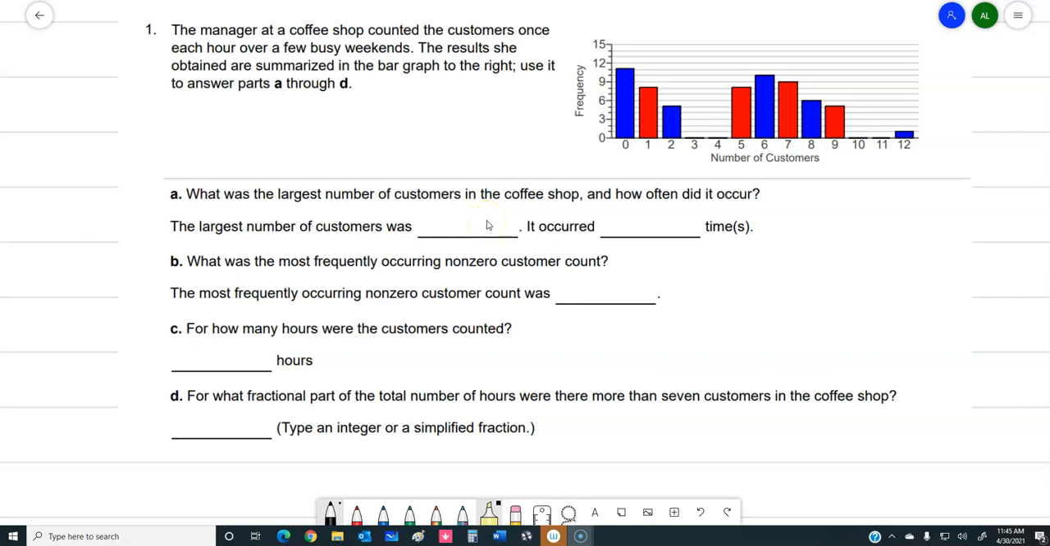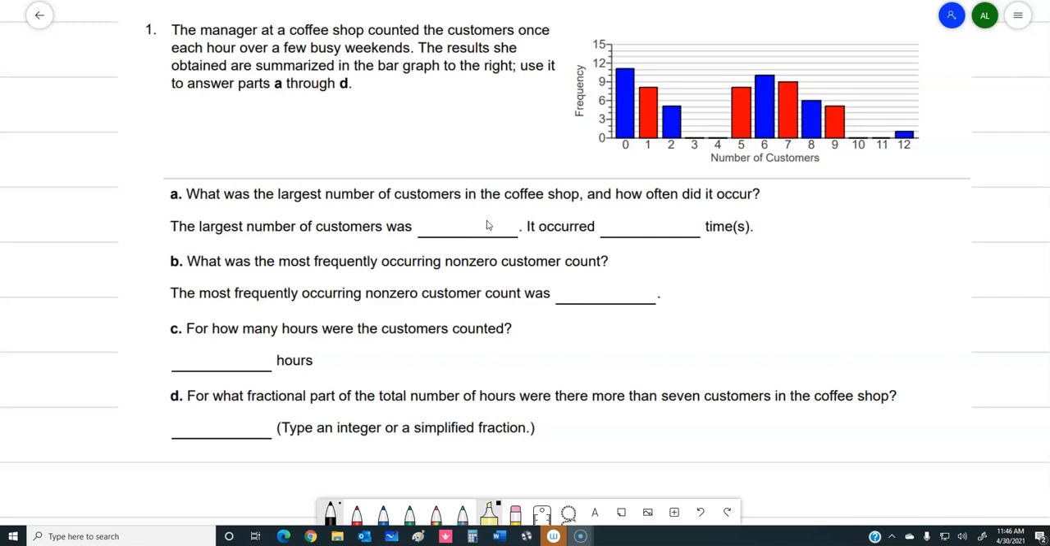The manager at a coffee shop counted the customers once each hour over a few busy weekends. The results she obtained are summarized in the bar graph to the right. Use it to answer parts A through D.